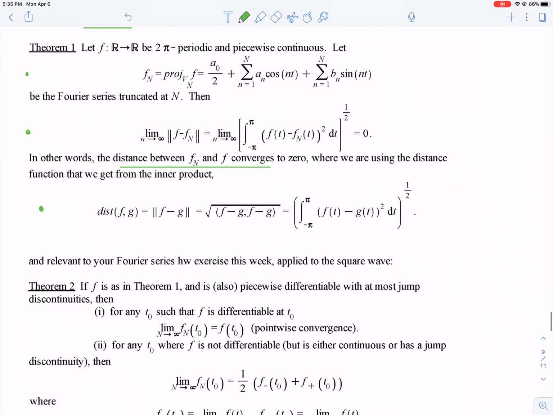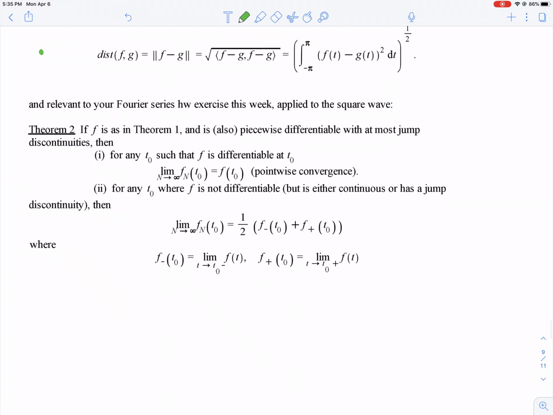So that's one kind of convergence. And the other kind has to do with pointwise convergence. So if your function is piecewise continuous and piecewise differentiable, with at most jump discontinuities at a finite number of points, so that the left-hand limit and the right-hand limit exist but they're different, then at all the points inside the intervals where f is differentiable, the fn of t-naught will converge to the f of t-naught.